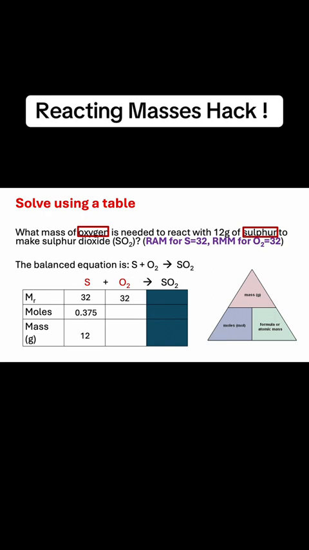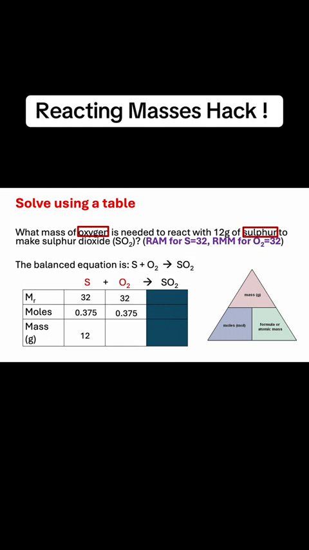Let's go back to our balanced equation and we're going to compare sulfur and oxygen. For every sulfur, we have one oxygen molecule, and so we say there is a 1-to-1 mole ratio. So if we have 1 mole of sulfur, we have 1 mole of oxygen. If we have 0.375 moles of sulfur, then we have 0.375 moles of oxygen.